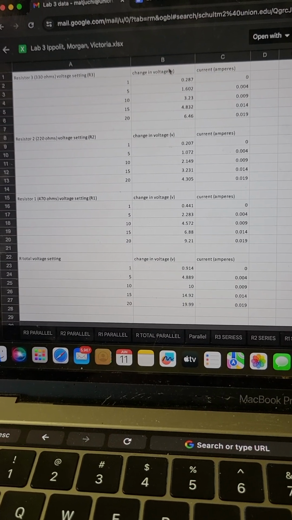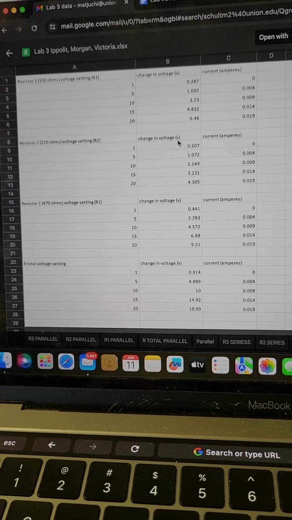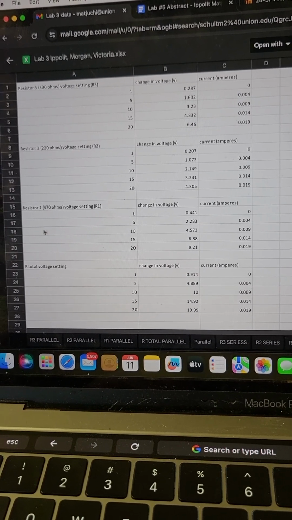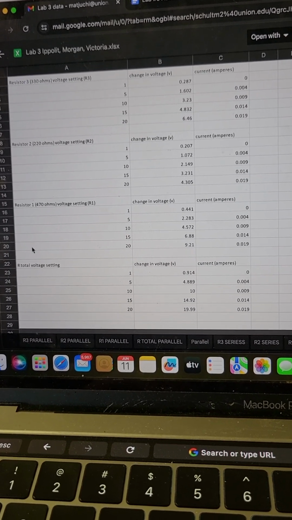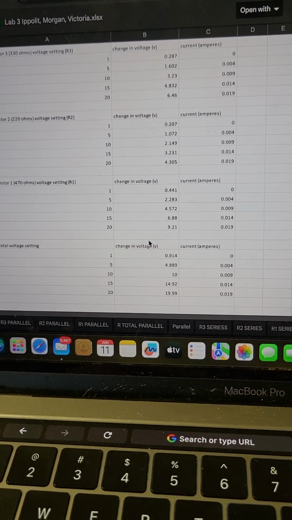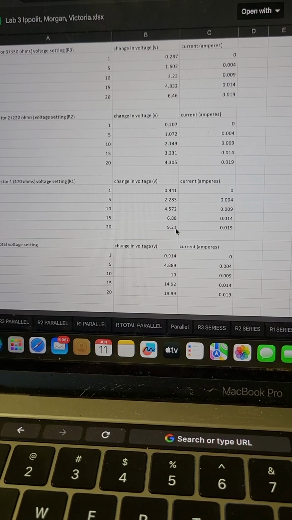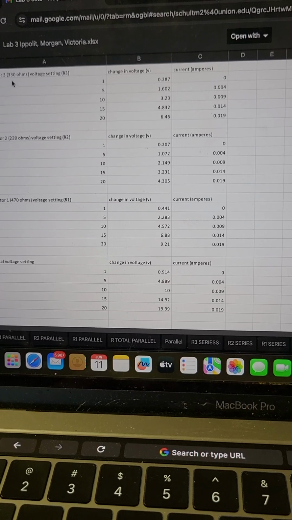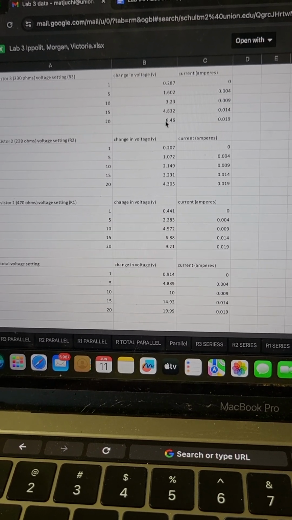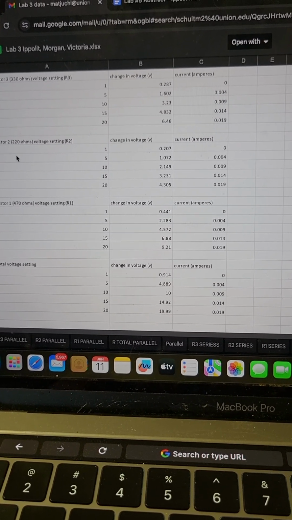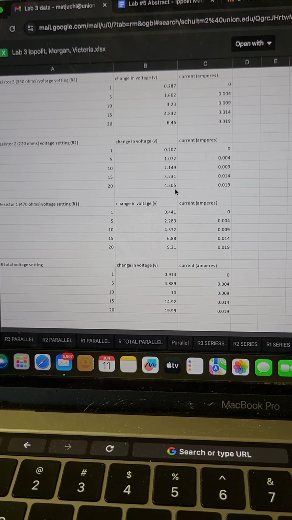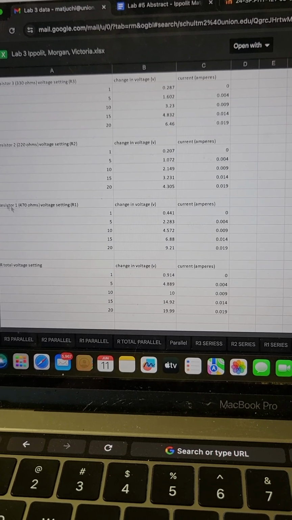On the other hand, the change in voltage is more related to the resistance of each resistor. As you can see, this one has 470 ohms and a value of 9.21 at the bottom here. This one is slightly smaller with 330 ohms, and so is the change in voltage. And like so, with the 220 ohm one, it's at 4.3, which is approximately half, which makes sense.